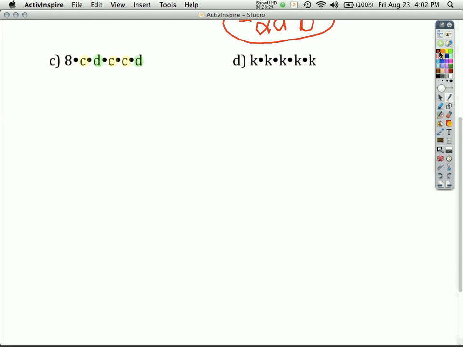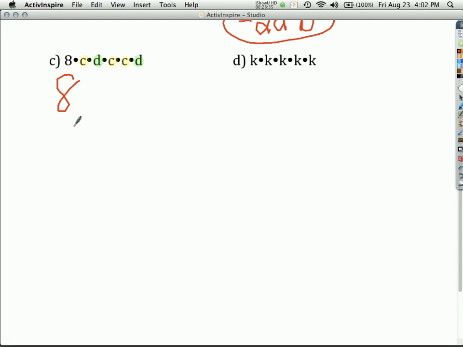Again, we start out with numbers in front. This time I'm just going to write the answer. 8, and we go in alphabetical order. There's 1, 2, 3 C's. So this will be C to the third power. And then there's 1, 2 D's, so that will be D to the second. And so we've rewritten this expression in a more advanced form using powers. Any questions on part C?